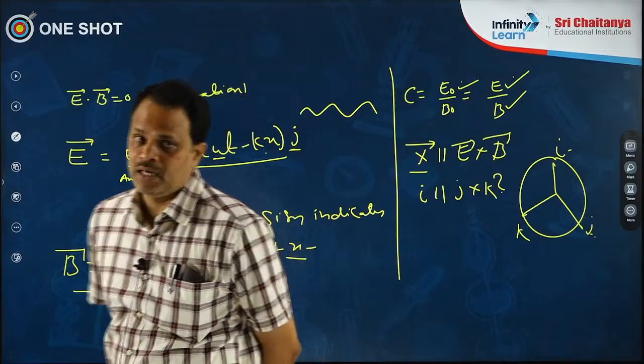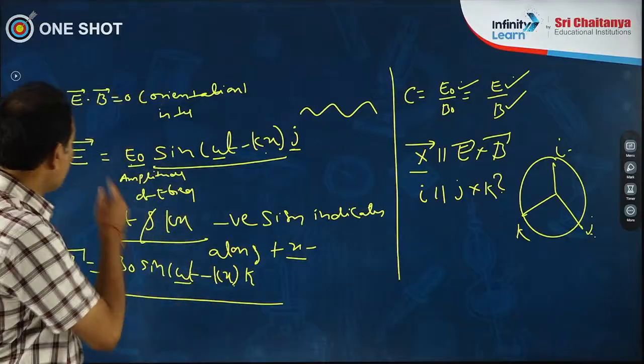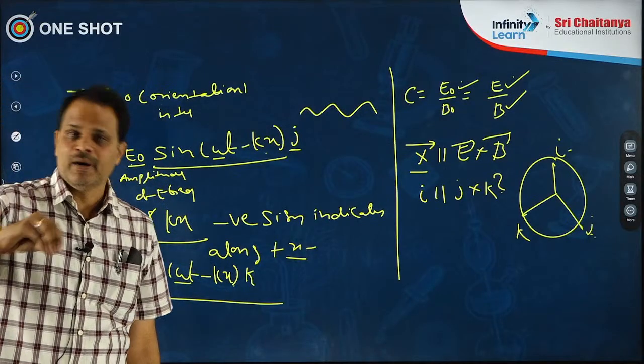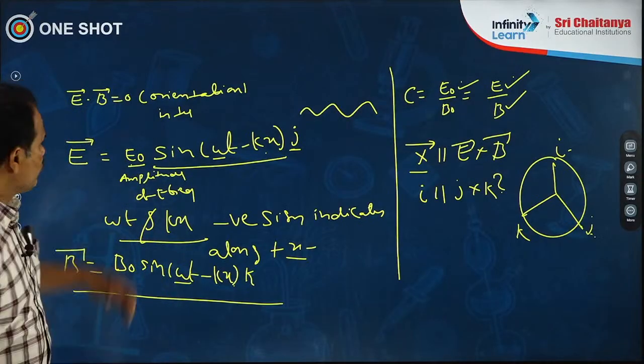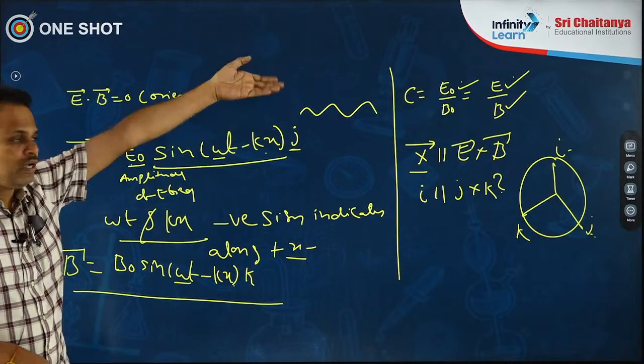What is the angle between the electric field and the magnetic field? No doubt, 90 degrees. They are perpendicular to each other, so the dot product E bar dot B bar is equal to 0. If E bar and B bar are given, definitely one unknown is there. In that question, calculate E bar dot B bar, equate it to 0, and get the unknown.